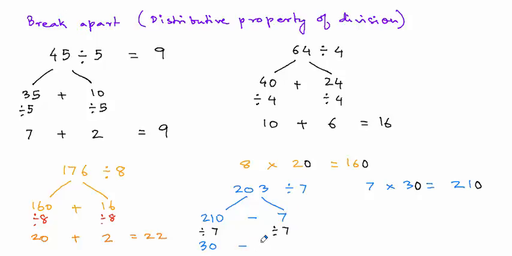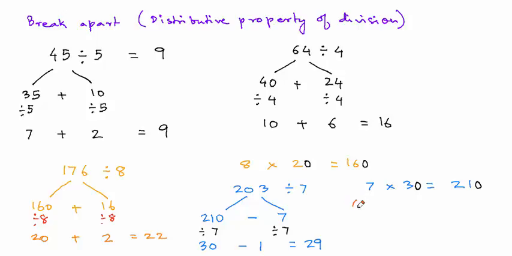7 divided by 7 is 1. So this answer is 30 minus 1, which is 29. 203 divided by 7 is 29. Easily done. And you could actually extend this method to do more difficult problems.